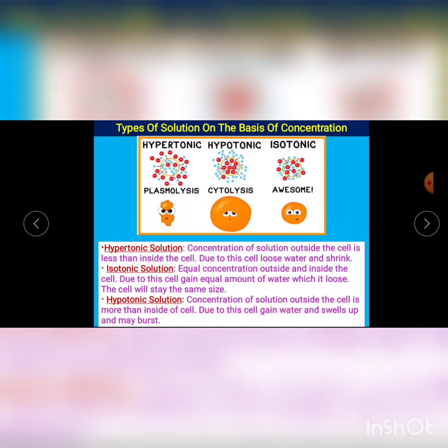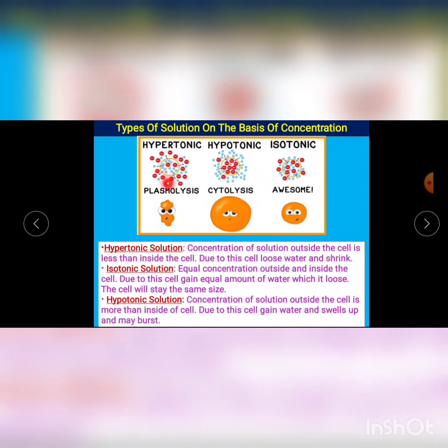That means the concentration of water is more outside than inside, and the concentration of solute is more inside than outside. Due to this, the water will start moving inside the cell, which will lead to gain of water inside the cell, and hence the cell will swell up and in some cases may even burst. So you should remember, in hypertonic solution what happens?